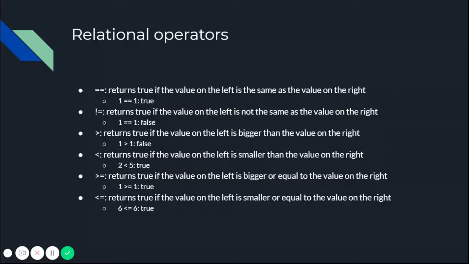Greater equals is the same as the greater, but it also includes the number on the right. So 1 greater equals 1 is going to be equal to true, whereas 1 greater than 1 will return false. And lesser equals is the same as the greater equals, but using the lesser sign. So if the value on the left is less or equal than the value on the right, it will return true.